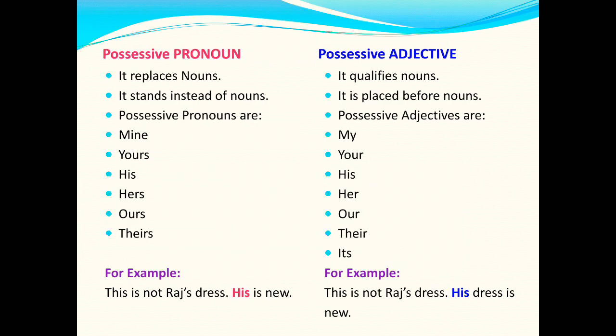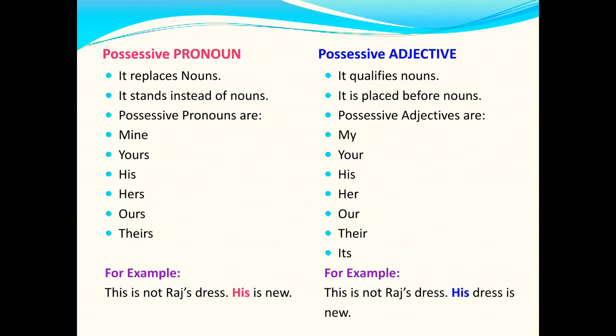Now, what is the difference between possessive pronoun and possessive adjective? Possessive pronoun replaces nouns, but possessive adjective qualifies nouns. Possessive pronoun stands instead of nouns, whereas possessive adjective is placed before noun. So, possessive pronouns are mine, yours, his, hers, ours, theirs. And possessive adjectives are my, your, his, her, our, their, its.